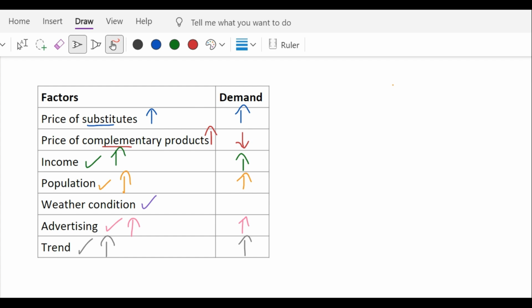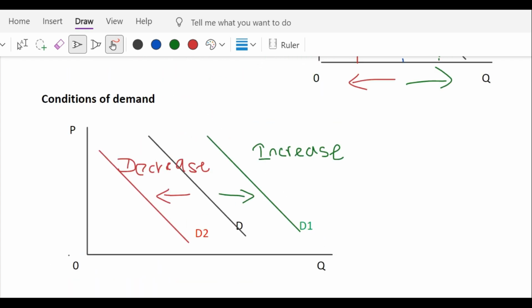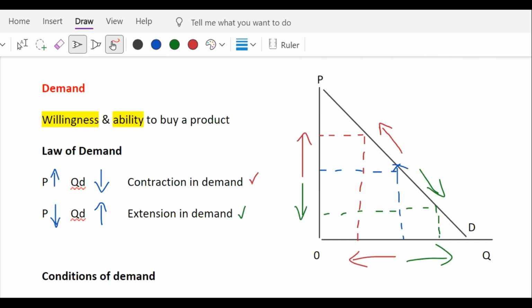So these are the basic factors that will affect demand and will lead to an increase or a decrease in demand, which is basically a shift in the demand curve. Before learning all this, we learnt about the law of demand, which is what leads to the extension or contraction in demand. So those are the basics that you need to know when considering demand.